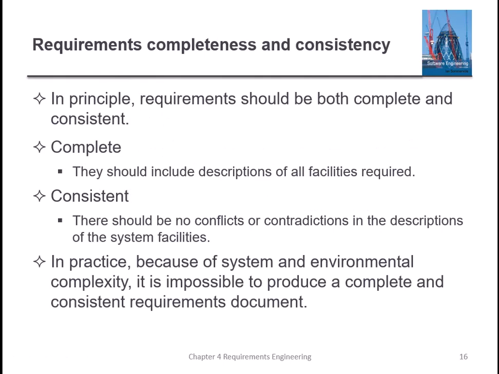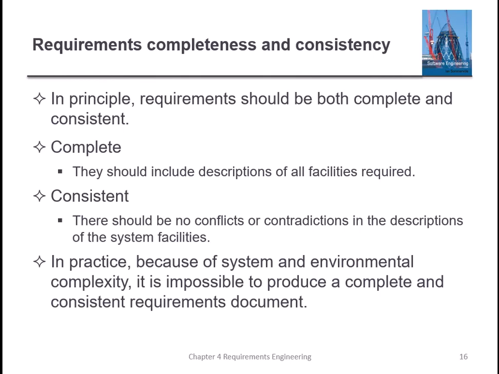Now the requirements completeness and consistency. In principle, requirements should be both complete and consistent. This means a complete list of requirements should be collected for the system. The requirements should include the description of all the services, facilities, and functionalities required by the system. While there should be no conflicts or contradictions in the description of the system. This means all the requirements should be arranged consistently with other requirements. And later in the requirements engineering course, I will discuss in detail the importance of the traceability matrix.